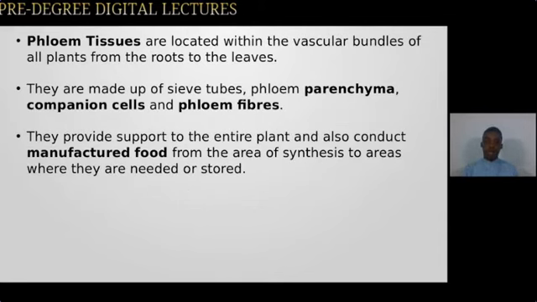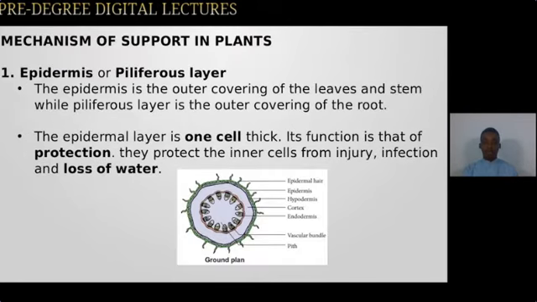Phloem tissues are similar to xylem tissues in that they are also part of the vascular bundles of plants found from the roots to the leaves. They are made up of sieve tubes, phloem parenchyma, companion cells, and phloem fibers. They provide support to the entire plant, and in addition conduct manufactured food from the area of synthesis, which is the leaves or the green portion of plants, to areas where they are needed or stored.